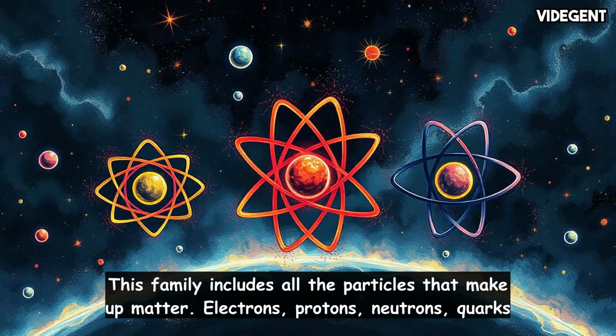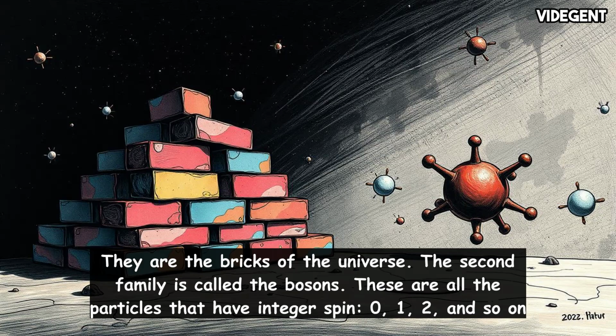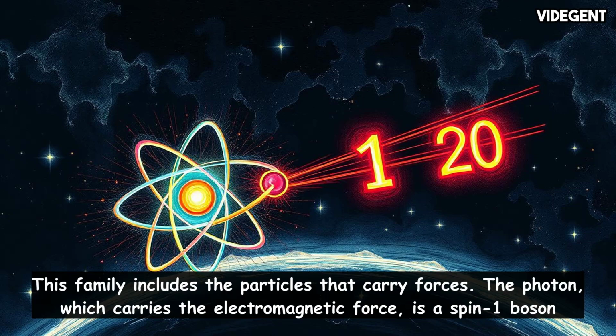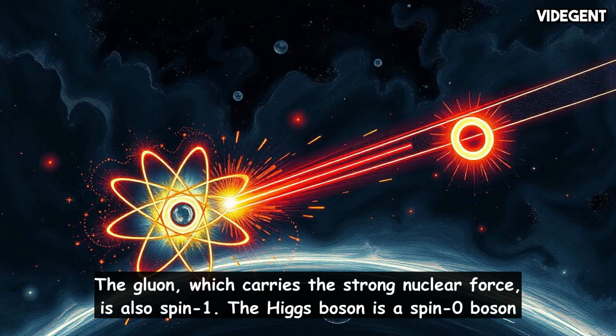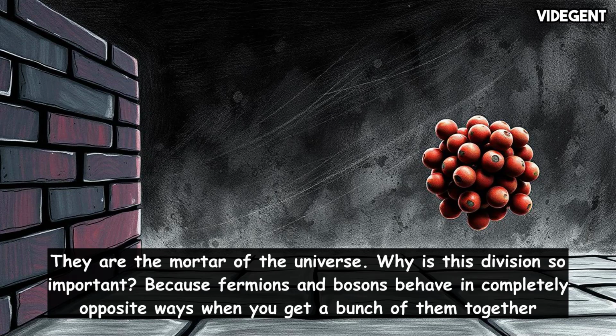This family includes all the particles that make up matter. Electrons, protons, neutrons, quarks. They are the bricks of the universe. The second family is called the bosons. These are all the particles that have integer spin: 0, 1, 2, and so on. This family includes the particles that carry forces. The photon, which carries the electromagnetic force, is a spin 1 boson. The gluon, which carries the strong nuclear force, is also spin 1. The Higgs boson is a spin 0 boson. They are the mortar of the universe.